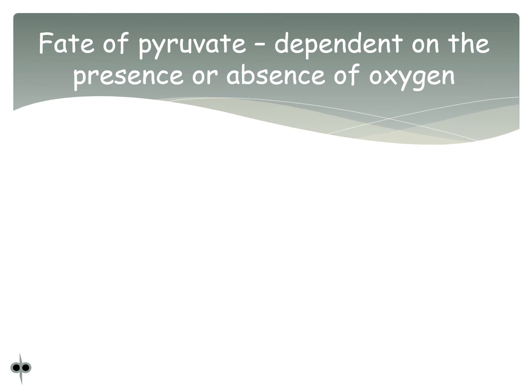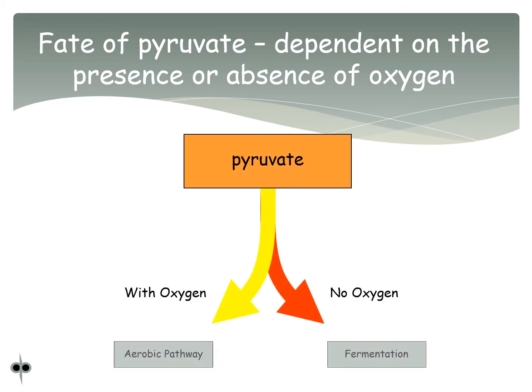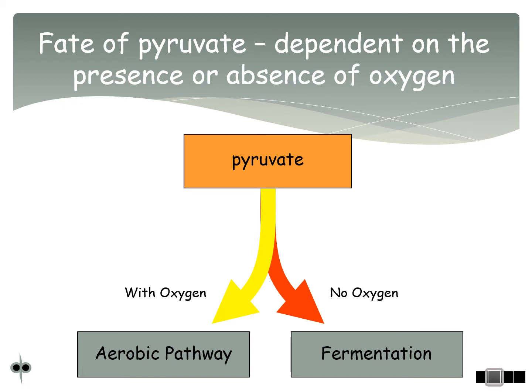So after the first stage, glycolysis, you have these two molecules of pyruvate. So the fate of pyruvate depends on whether oxygen is present or absent. So basically your pyruvate can go either one of two pathways. So it can go with oxygen to the aerobic pathway, or it can go with no oxygen to the fermentation pathway. So firstly, we're going to look at what happens to pyruvate when there is oxygen. So we're going to look at the aerobic pathway first of all.